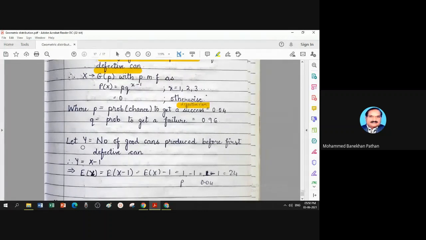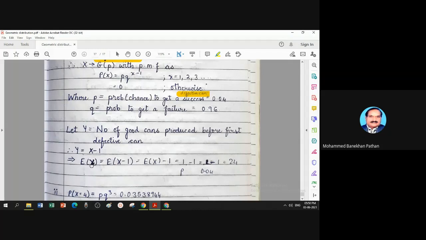Let Y be the number of good cans produced before the first defective can. So Y equals X minus 1. Expected value of Y equals expected value of X minus 1. Take expectation inside, and X is a number of trials, so mean is 1 by P minus 1. P is 0.04. Simplify, so that is 24.